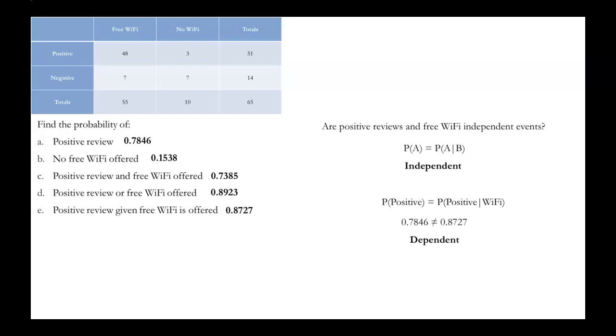which would make some sense here, right? If free Wi-Fi is offered, it's going to play a role in whether it's a positive or negative review. So these are dependent events. So when they want you to prove, the proving part is to show that they do not equal.